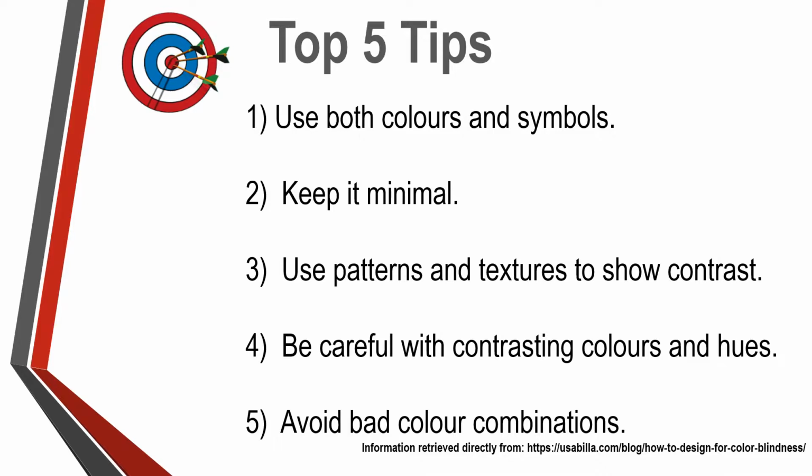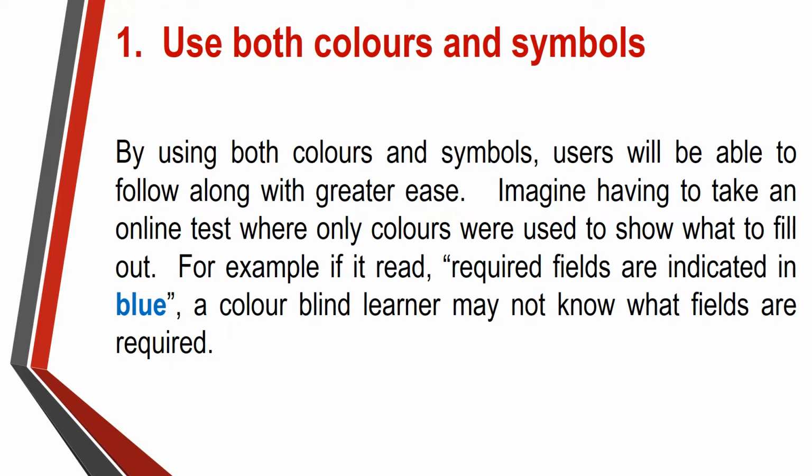So for the first tip, use both colors and symbols. By using both colors and symbols, users will be able to follow along with greater ease. Imagine having to take an online test where only colors were used to show what to fill out. For example, if it read, "Required fields are indicated in blue," a colorblind learner may not know what fields are required. Using things like an arrow pointing to a text box or a circle surrounding the area that needs to have text inputted can all act as good visual clues for people who cannot see the color directly.